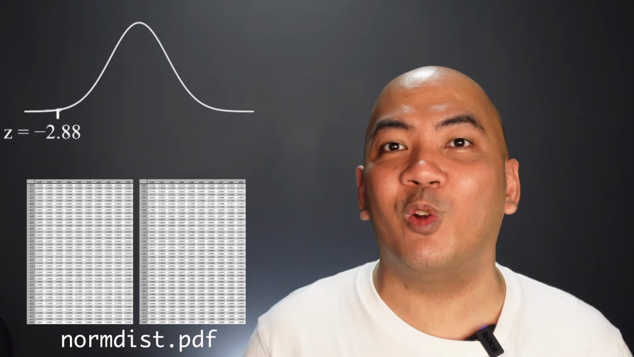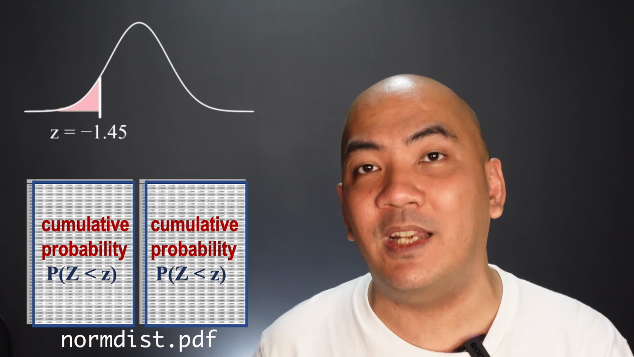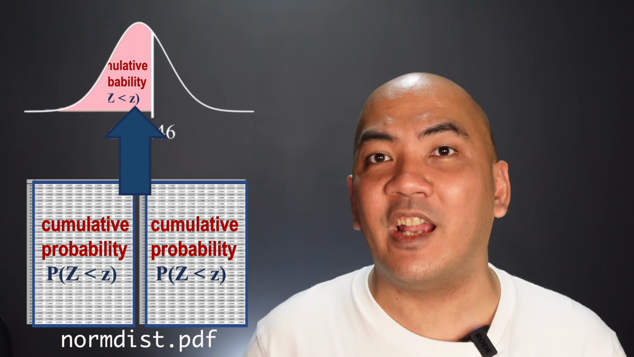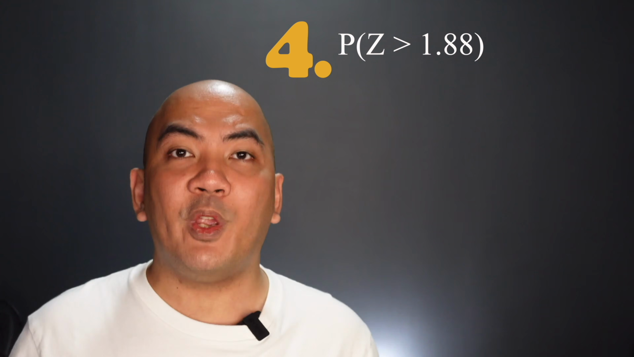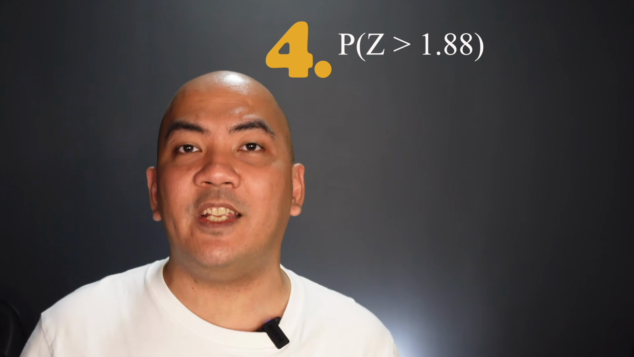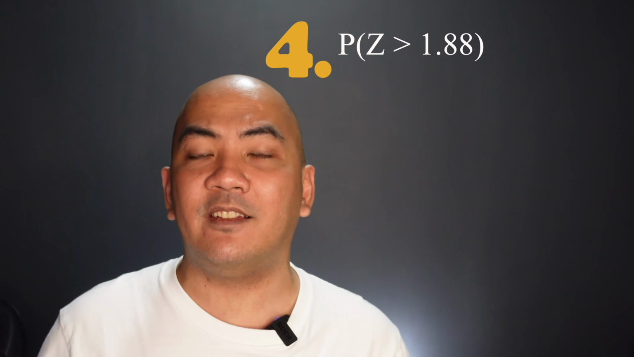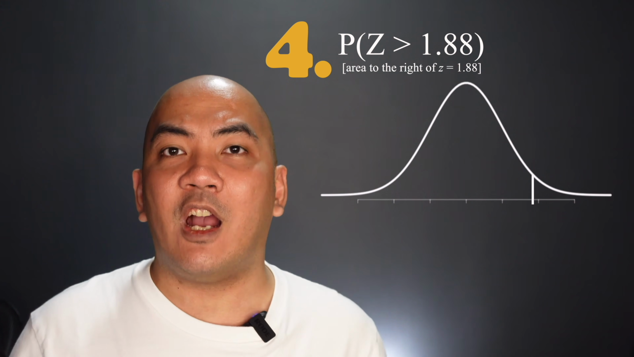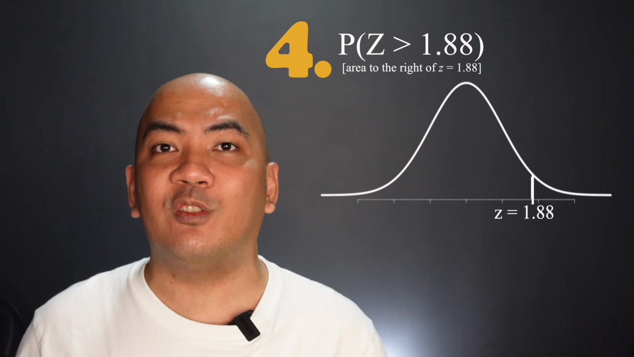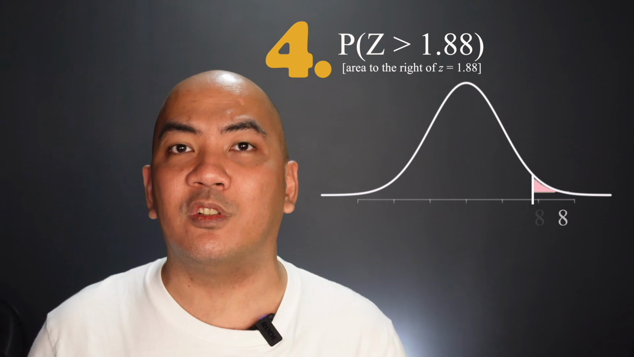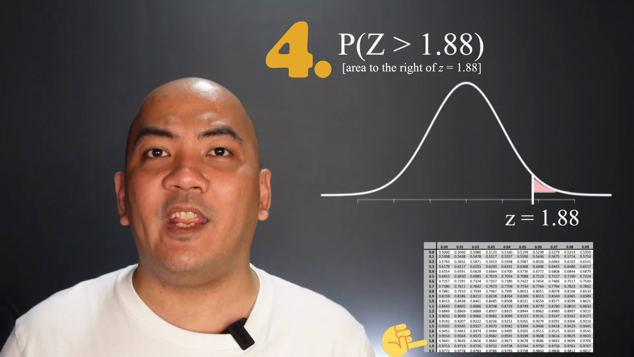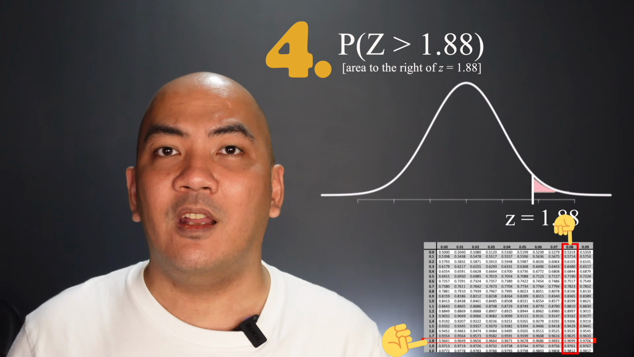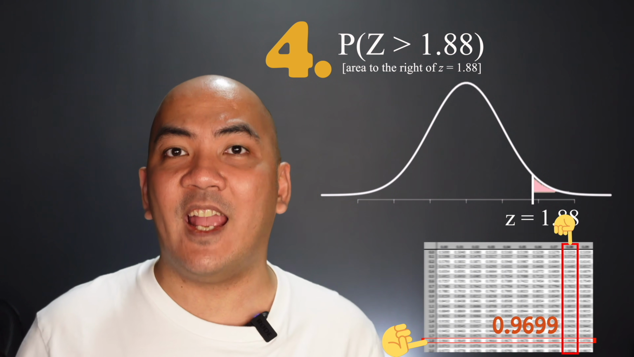Just always keep in mind that this table that we are using always gives us the cumulative probability, or in other words, the area from the left tail of the normal distribution. So if we're looking for the probability of z to be greater than 1.88, which happens to be the area of z equals 1.88 to the right tail of the distribution, and if we're going to take a look at the table, locating 1.8 and 0.08, that gives us 0.9699.